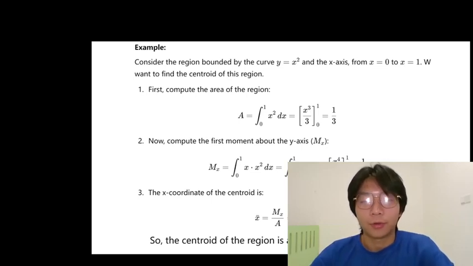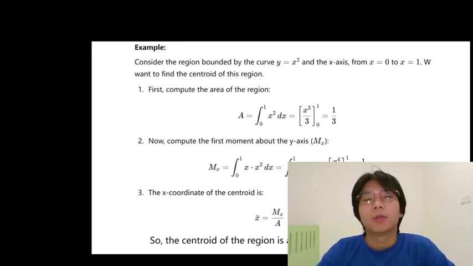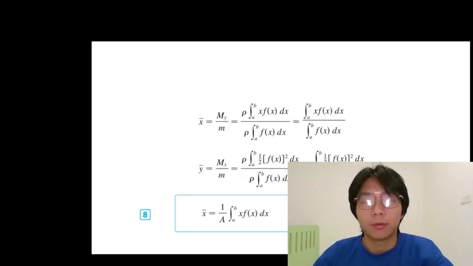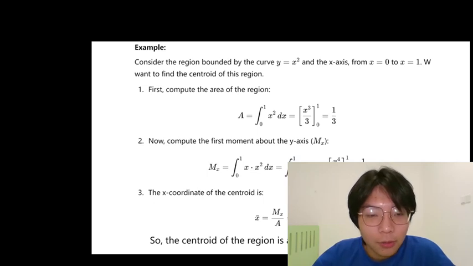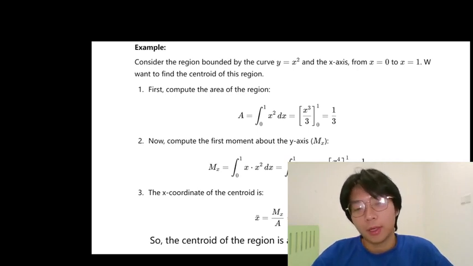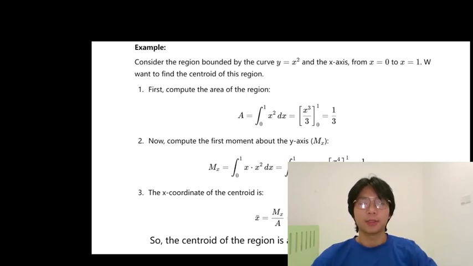Now we compute the first moment about the y-axis. We calculate this. We take this data into the formula. And the last step is the x coordinate of the centroid. X bar equals My over A. So the centroid of the region is this.